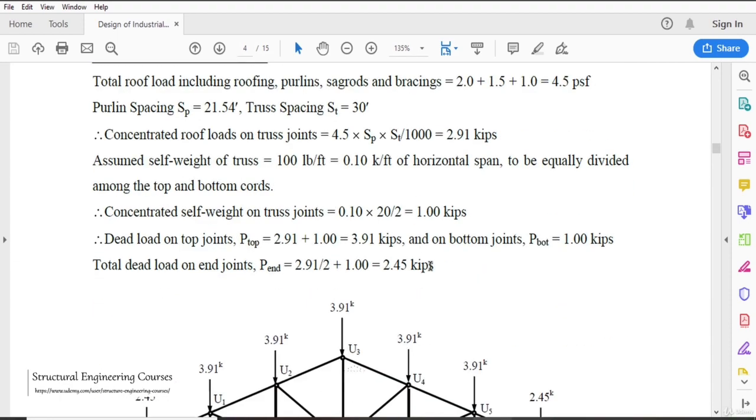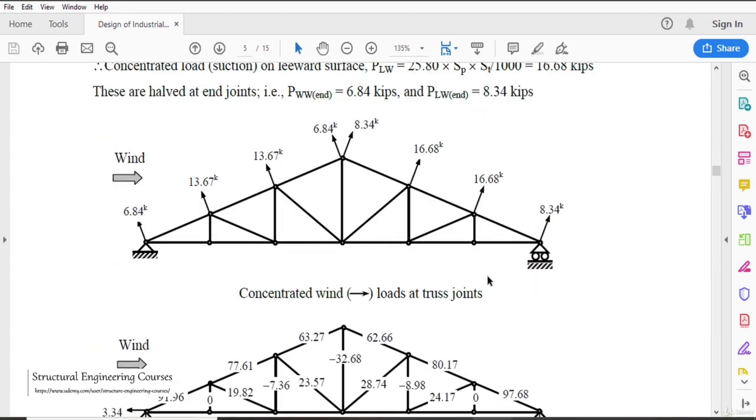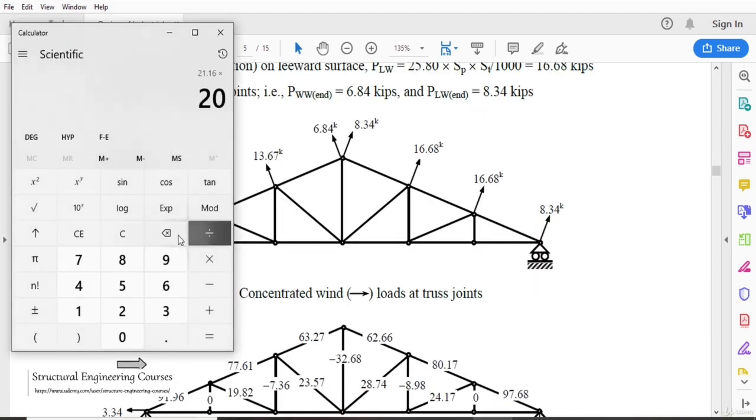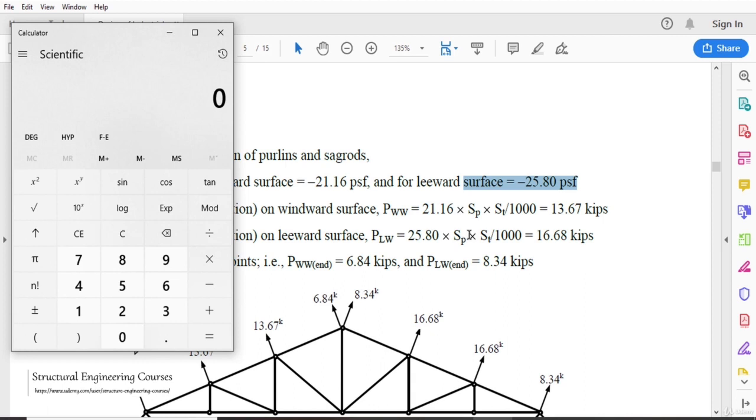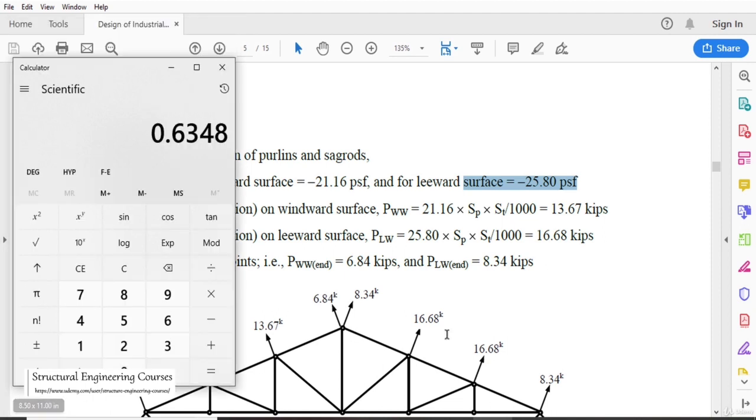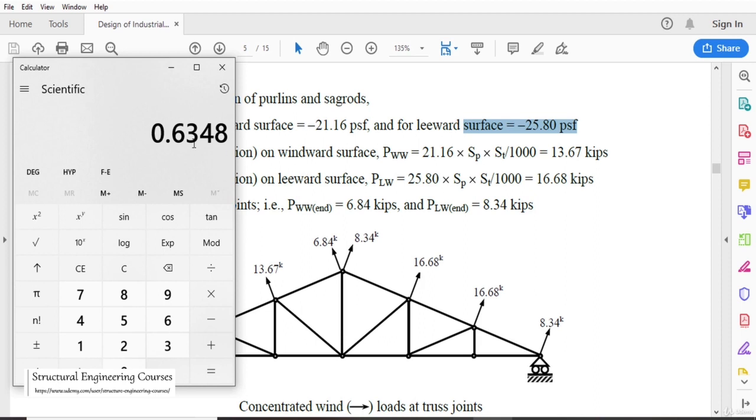ST value is 30 foot. So what we need to do here is that 21.16 into 30 needs to be divided by 1000. So the UDL value is coming out to be approximately 0.6348. So the UDL is coming out to be approximately 0.635 kips per foot.